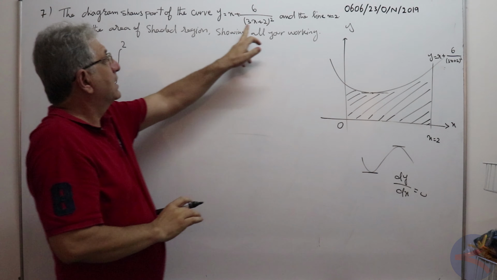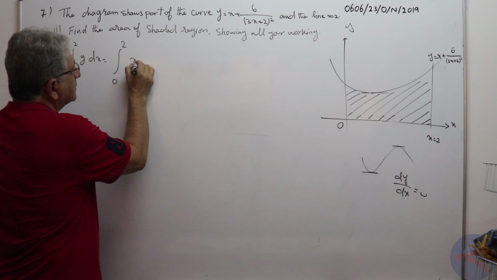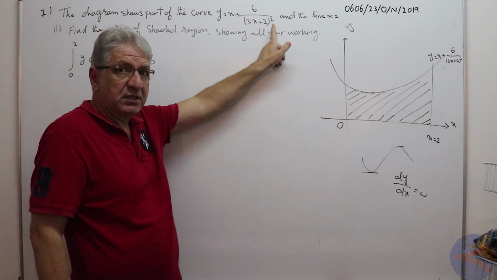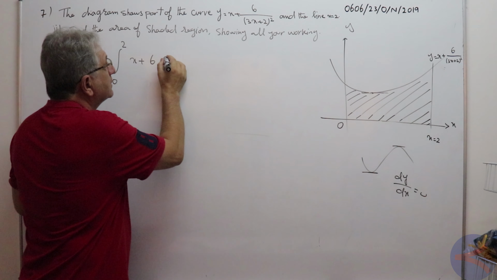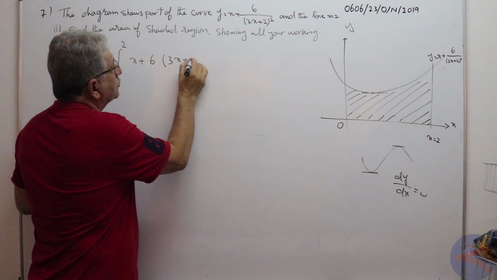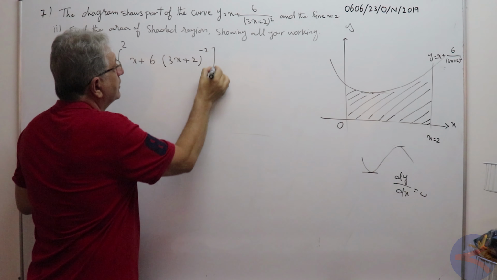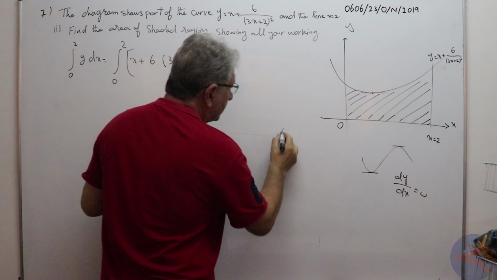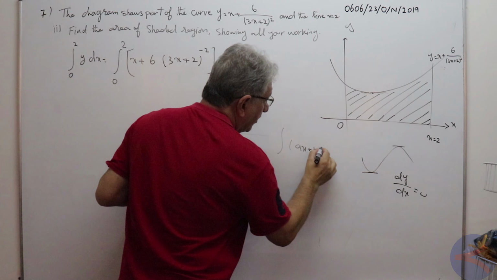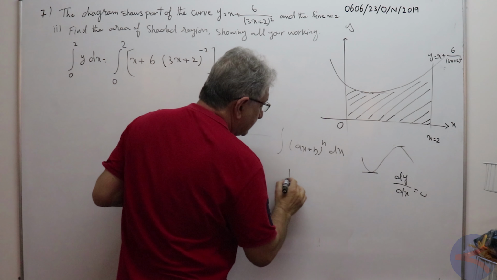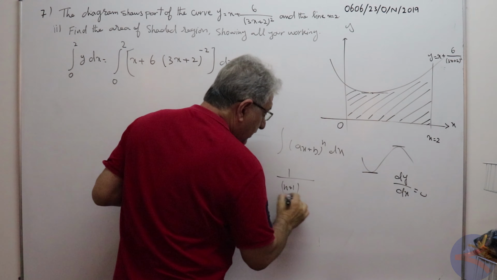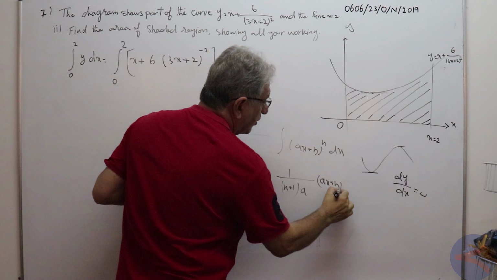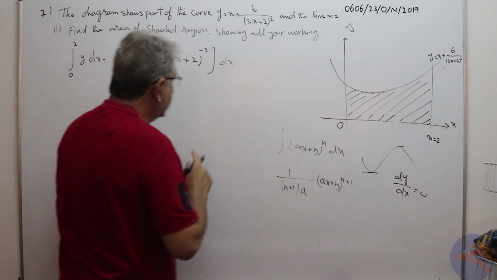Y is this. Already I have explained to you, this is x plus 6. This 2 is a power in the denominator, therefore this is a negative power. Therefore this is (3x plus 2) to the power of negative 2. We need to integrate this one. If you know the formula for (ax plus b) to the power of n dx, you know the answer is 1 over n plus 1 times (ax plus b) to the power of n plus 1. Therefore, easily you can integrate this.